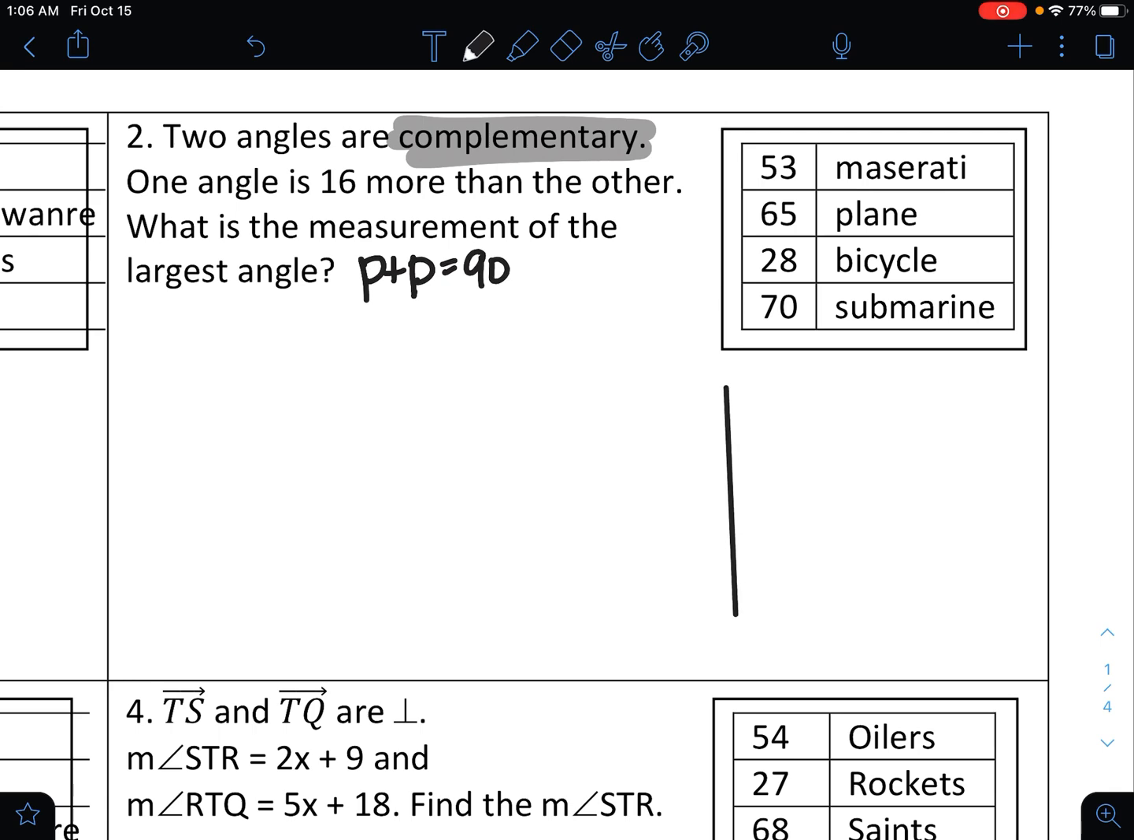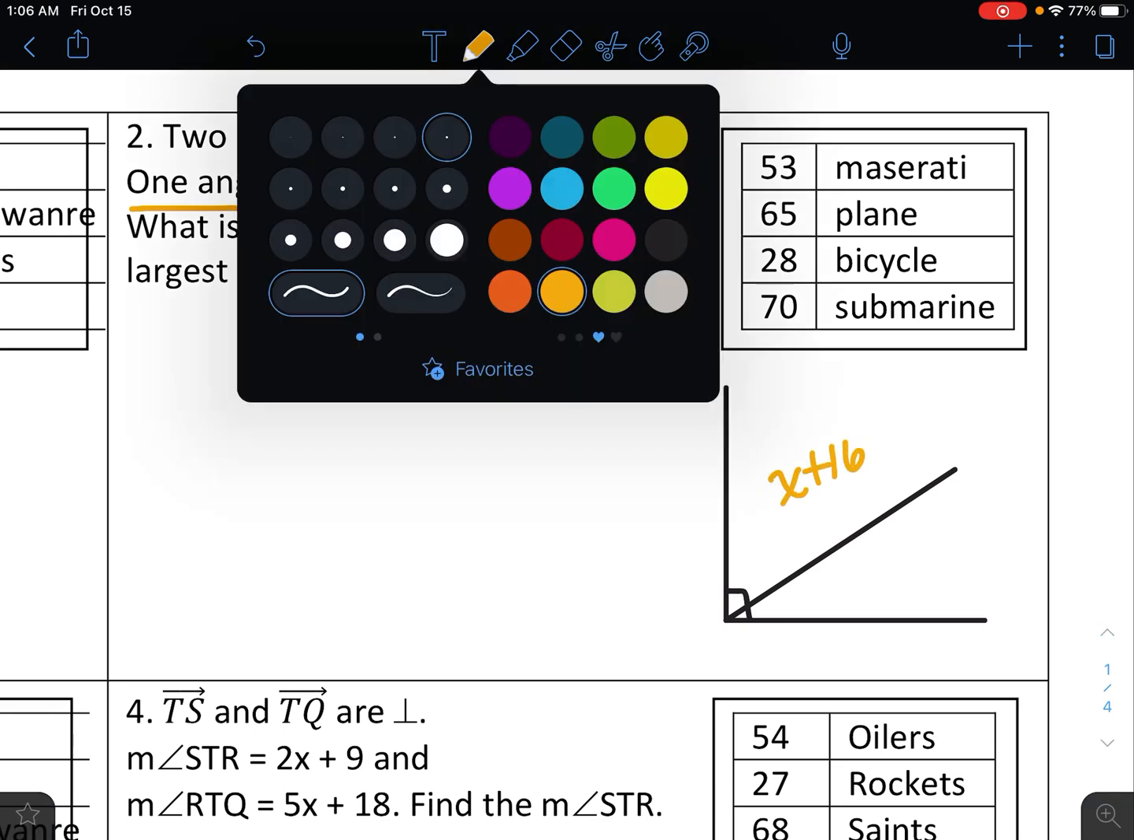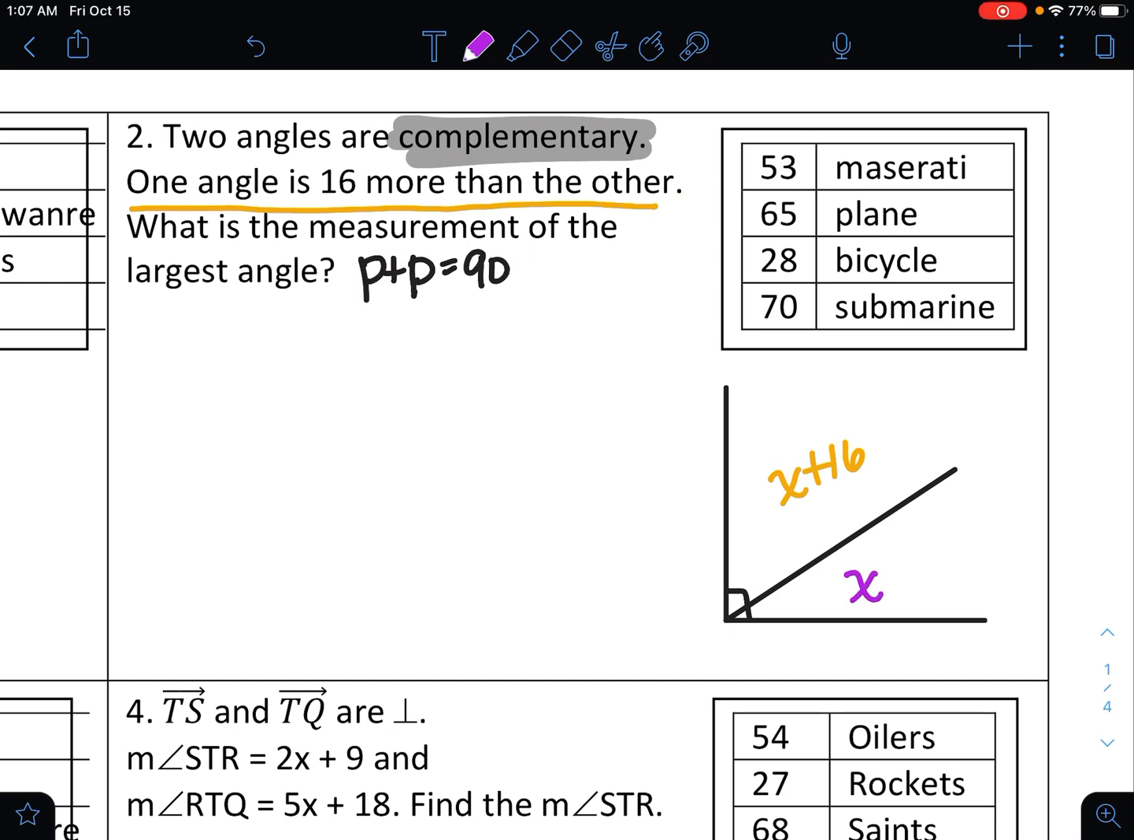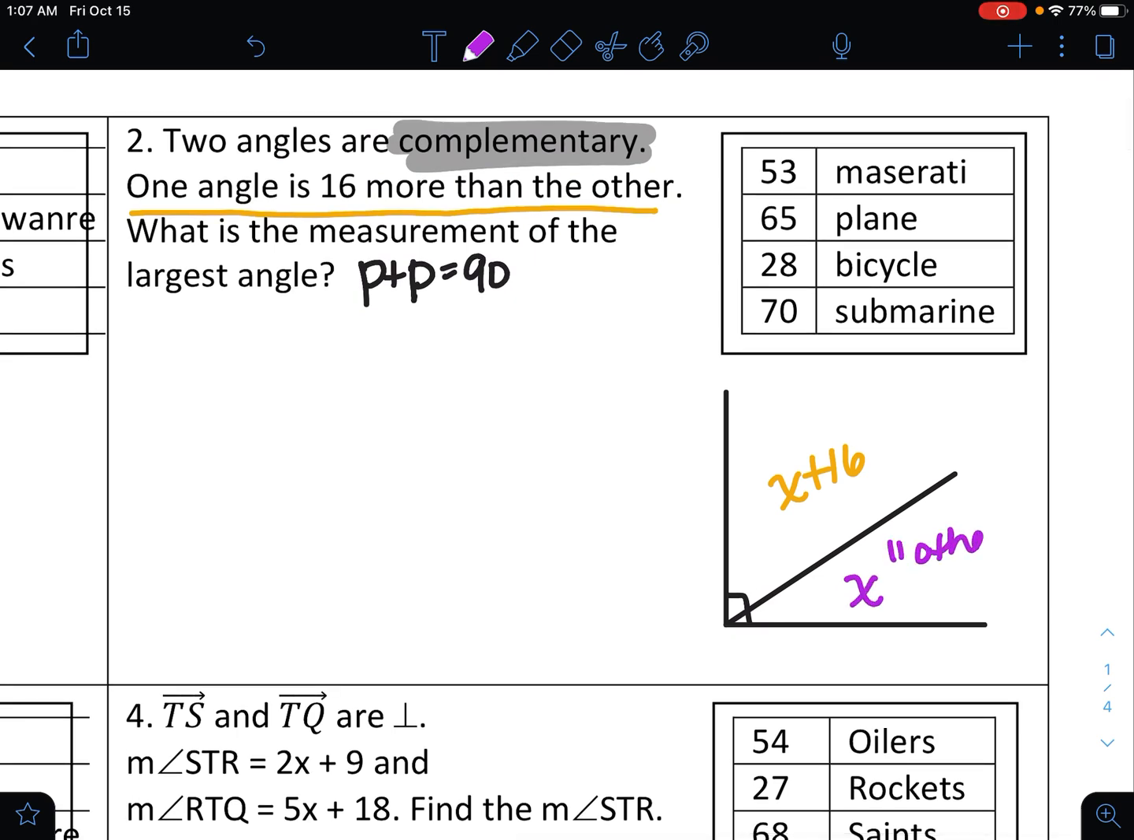Okay, so here's the right angle. Complementary means 90 degrees. And then it is stated that one angle is 16 more than the other. So 16 more just means you're adding 16. And let's make the other angle x. So this is the other angle, and then this one over here is 16 more than the other. Okay, so that's how we're breaking that down.